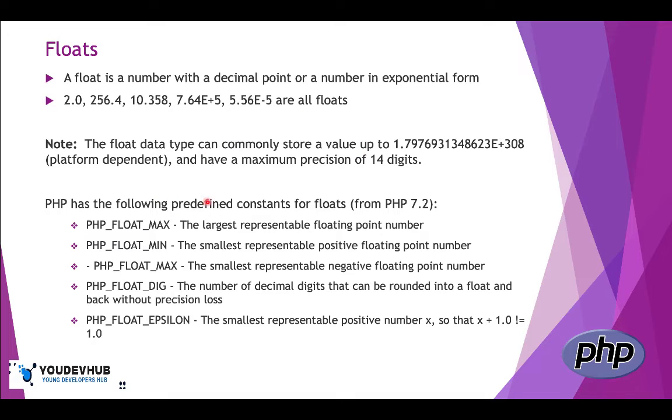PHP has the following predefined constants for floats. From PHP 7.2 upward, we have PHP_FLOAT_MAX, the largest representable floating point number, PHP_FLOAT_MIN, the smallest representable positive floating point number, PHP_FLOAT_DIG, and PHP_FLOAT_EPSILON, the smallest representable positive number x, so that x plus 1.0 is not equal to 1.0. Well, all these constants might not be needed now. They are just for noting down. They might not be used soon, but just note them down.